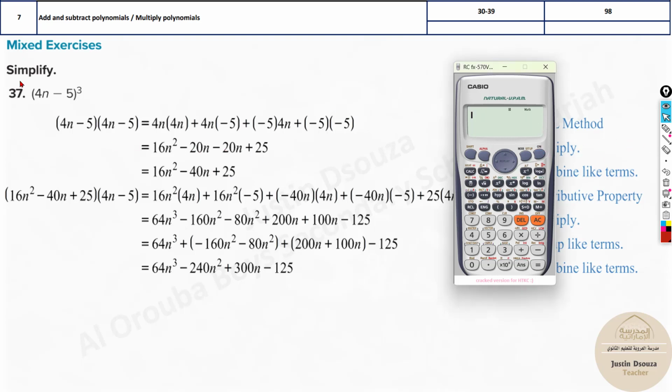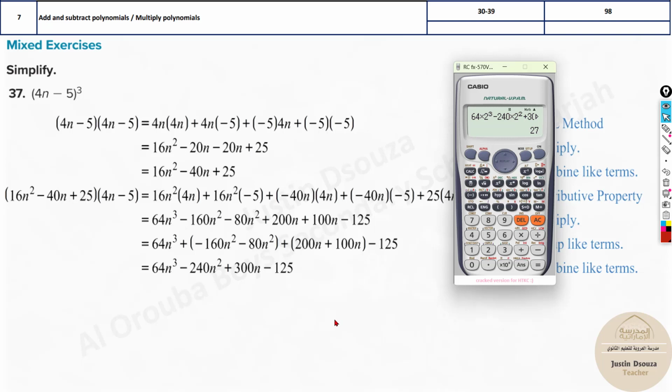Let us assume n, there's only one variable over here, n. Let's assume n to be 2. So, in brackets, 4 into 2 minus 5, the whole cube. What is the answer? 27. This also must be 27 if you substitute n as 2. Let's try. 64 times 2 cube, 2 to the power 3, minus 240 times 2 square, plus 300 times 2, minus 125. What's the answer? It's 27. That's it. Only one option will give you the same answer.